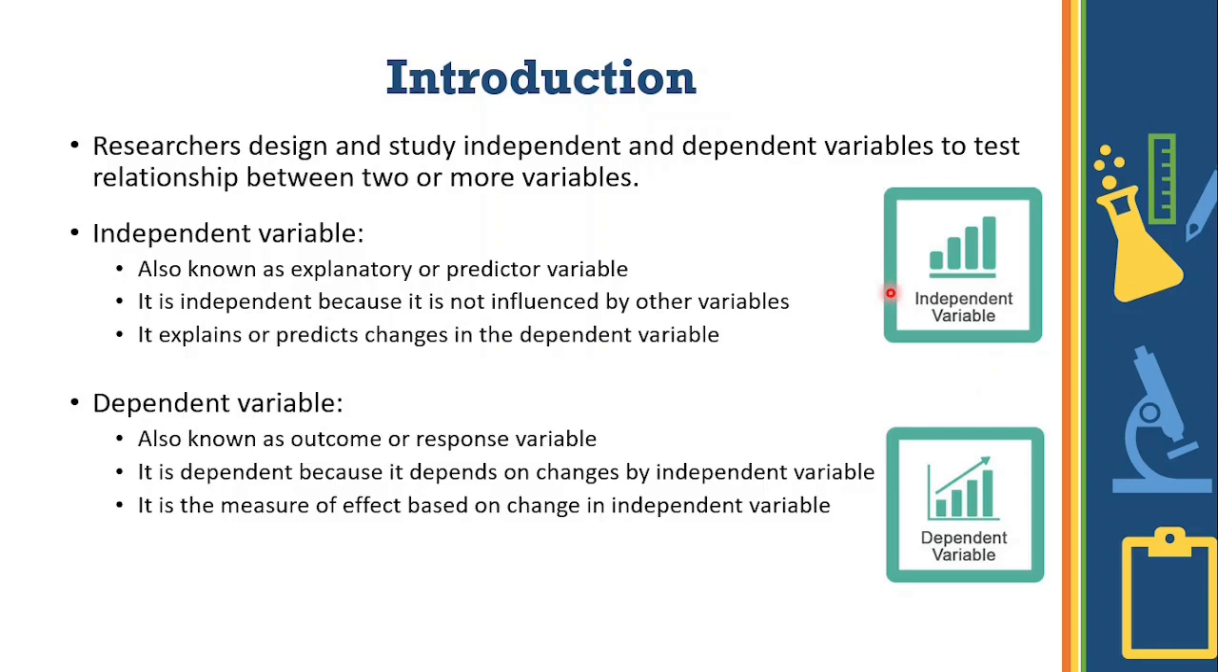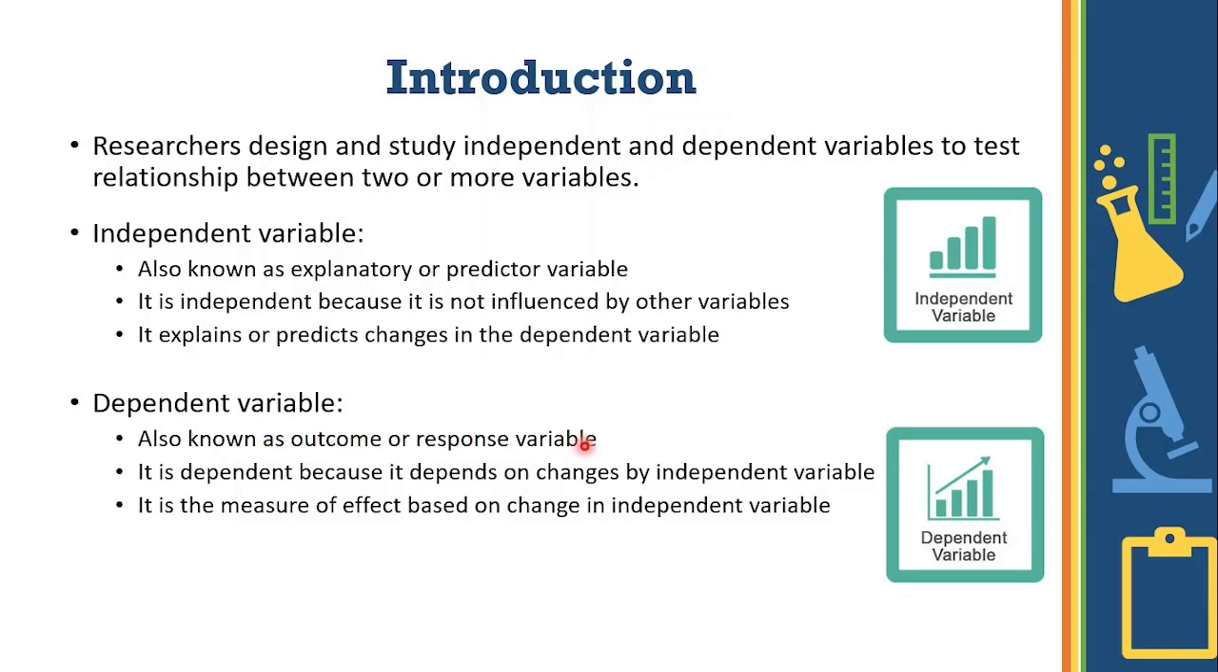Generally, independent variables are also referred to as explanatory or predictor variables. It's independent because it's not influenced by other variables, and it explains or predicts changes in the dependent variable. Now, the dependent variable, on the other hand, is the opposite of the independent variable. It's dependent on the changes that are introduced by an independent variable. Again, it's also known as the outcome or response variable.